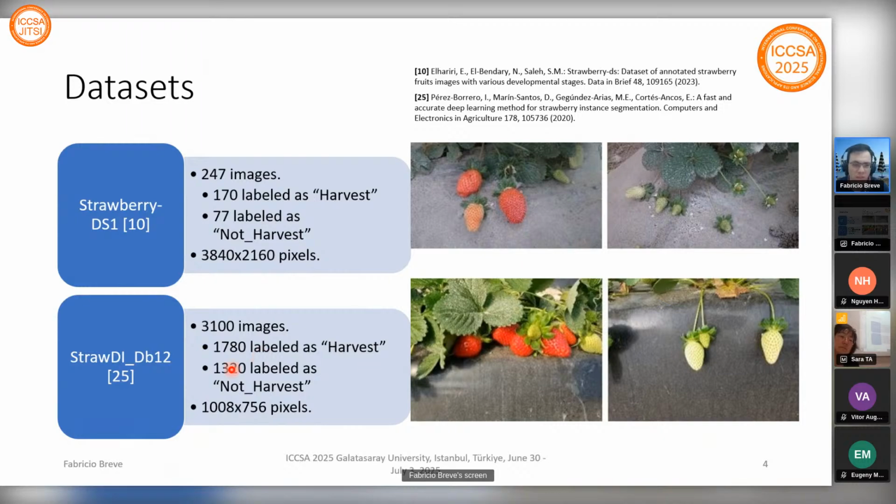This is the other data set, the larger one, and this is the same idea. Here we can see that there are strawberries ready to harvest. Here we can see that there are strawberries, but they are not ready to harvest yet.